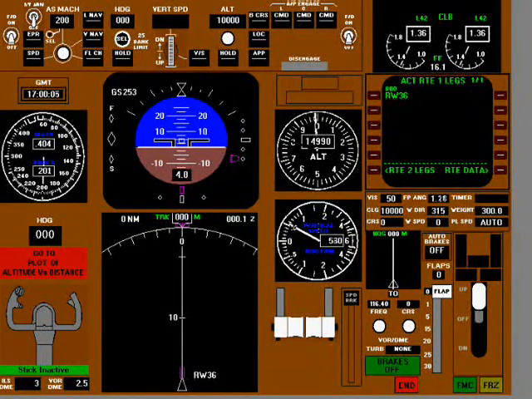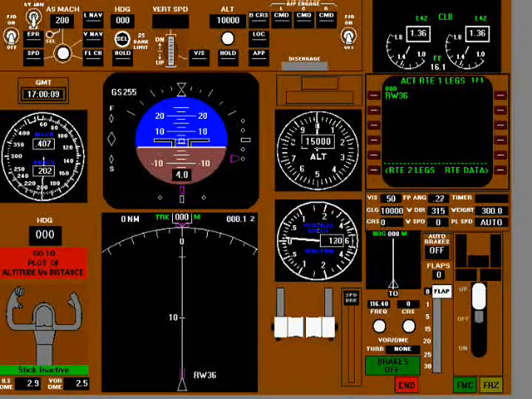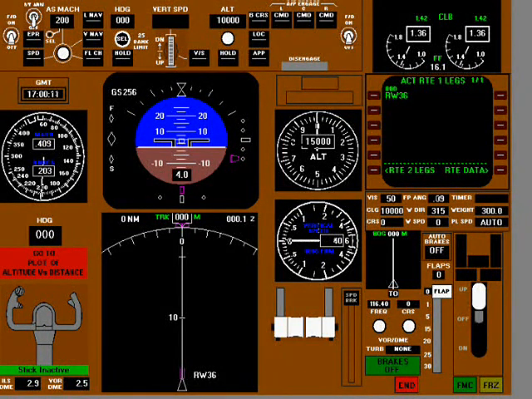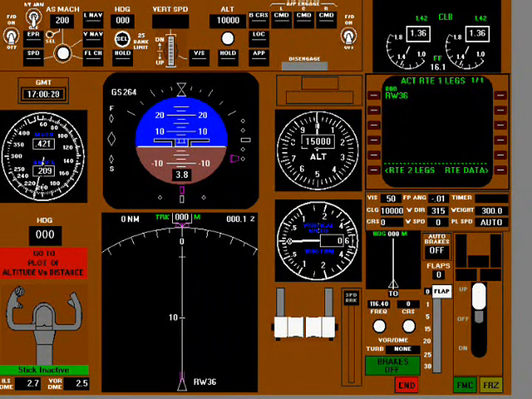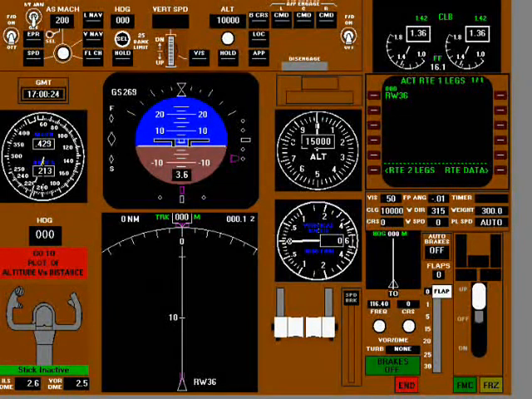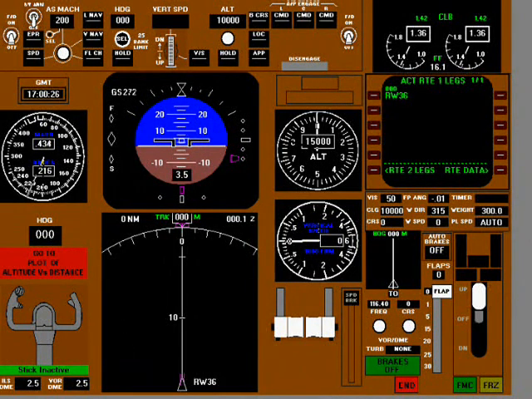We're now setting the zero rate pitch attitude of 4 degrees. Vertical speed is decreasing as the altitude reaches 15,000 feet. And now as the airspeed is increasing, the pitch attitude must be reduced in order to maintain the altitude constant.